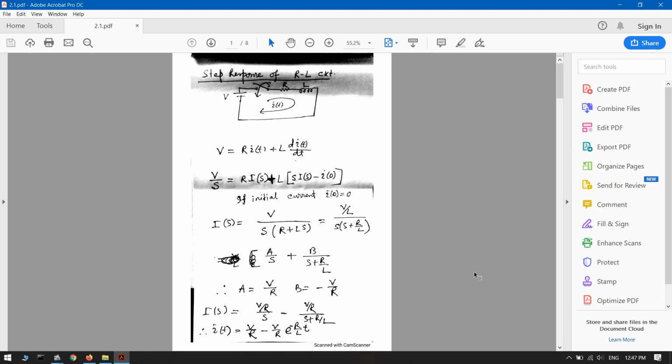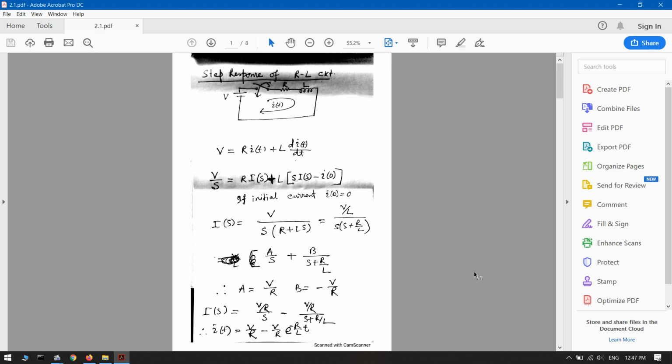So I of S equals E by R plus LS, that is E by L by S plus R by L. So we have the equation now: I(S) equals E by L by S plus R by L. So i of t will be E by L e to the power minus R by L t. Isn't it? Similarly, we can have the impulse response for RC circuit or RLC circuit. Same method. I think you will be able to understand this. Okay. Now you go to that. I have given two problems.